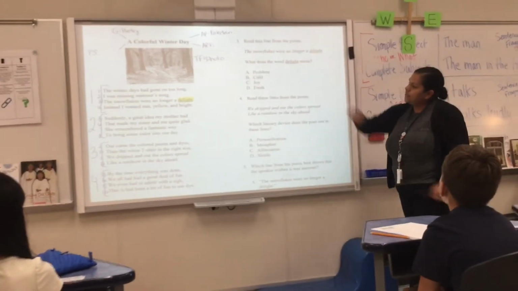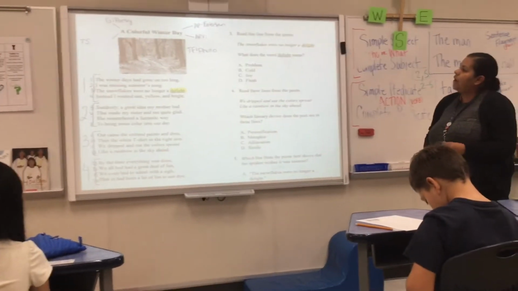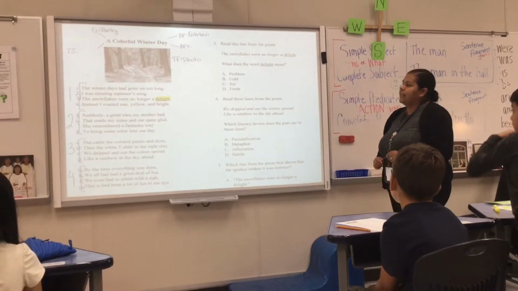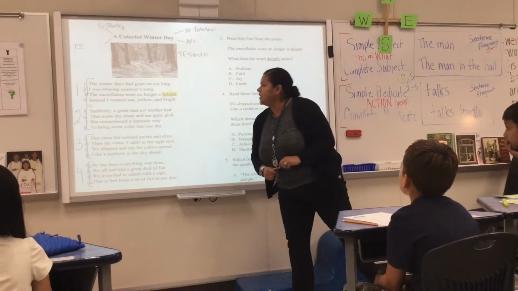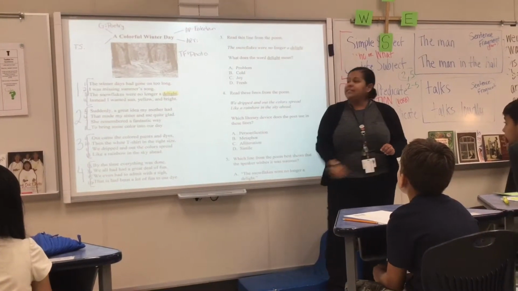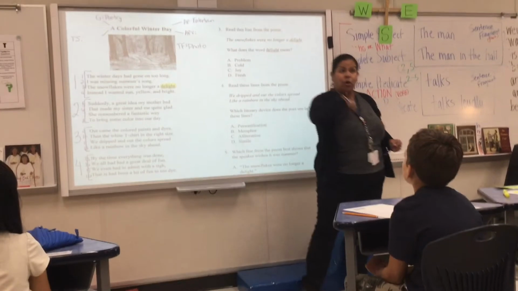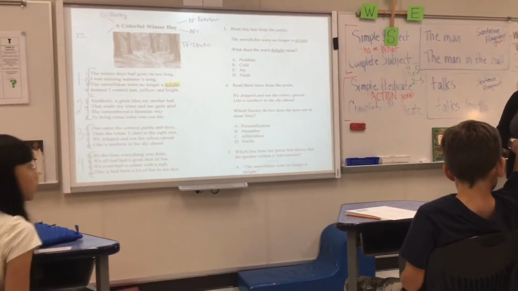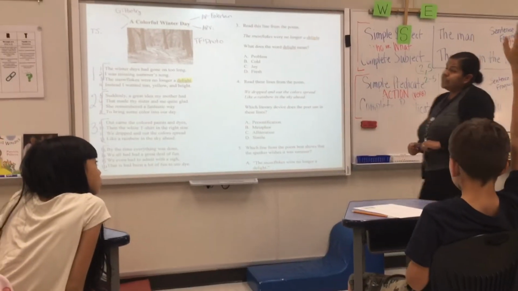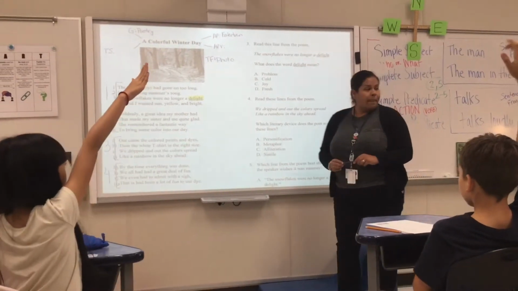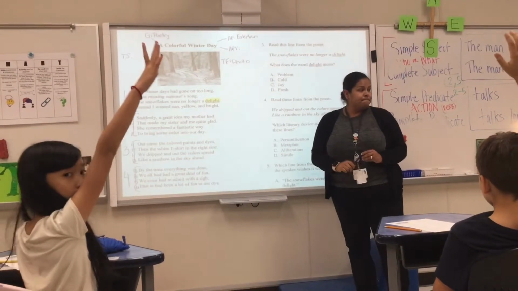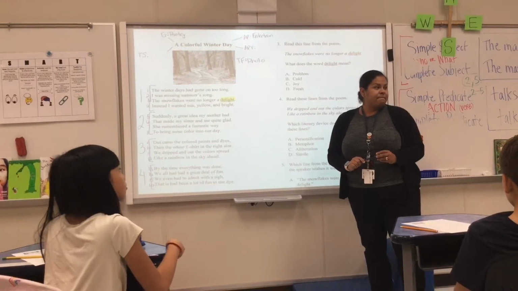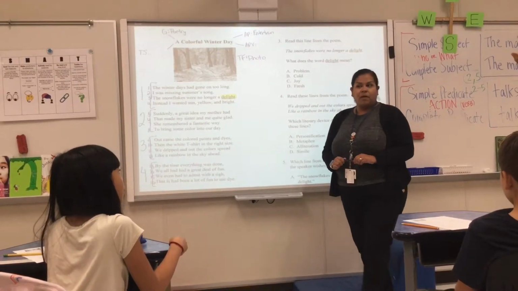So let's take a look at this here. It says, the winter days had gone on too long. I was missing summer song. The snowflakes were no longer a delight. Instead, I wanted sun yellow and bright. Does this sound like there's a narrator or is someone telling their personal story? What do you think? A narrator? You think there's a narrator? You think there's someone else talking? It's that person because the snowflakes were no longer a delight. Instead, I wanted.